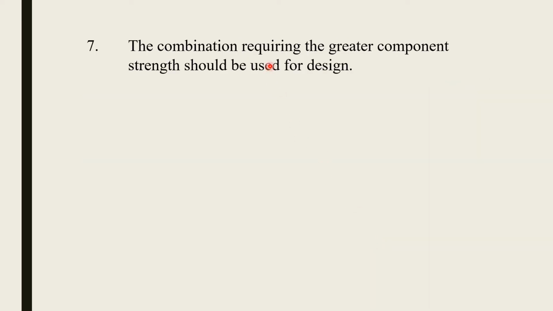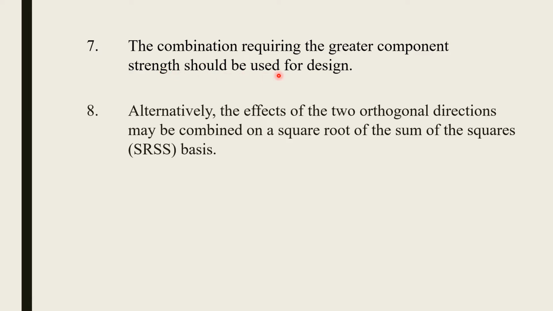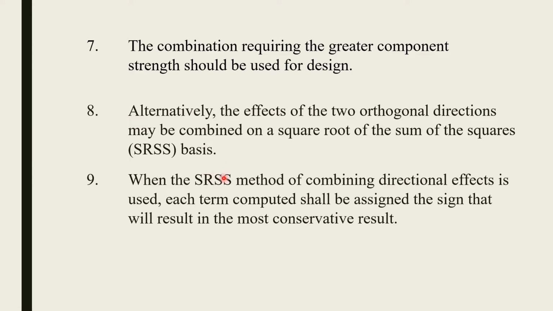The combination requiring the greater component strength should be used for the design. Alternatively, the effect of two orthogonal directions may be combined on an SRSS, square root of sum of squares, basis. This is the method of combining. When the SRSS method of combining directional effects is used, each term computed shall be assigned the sign that will result in the most conservative result.